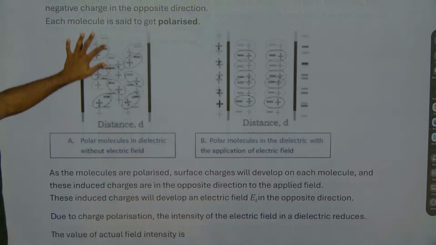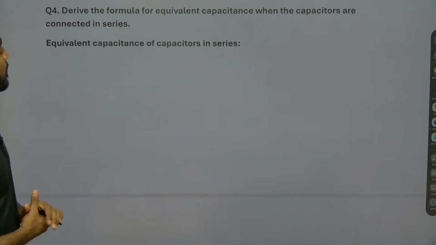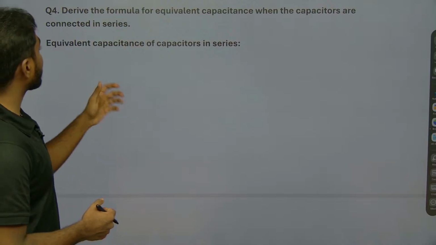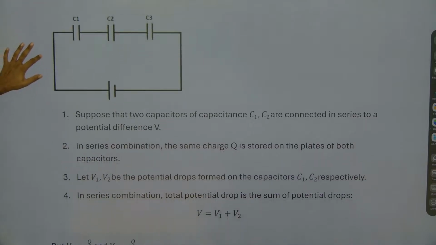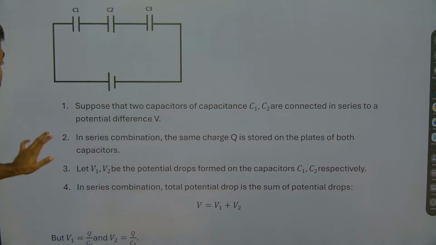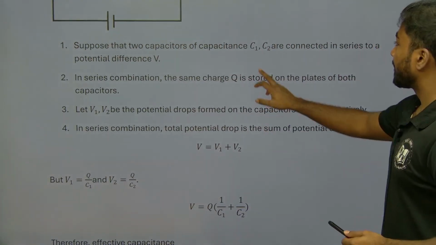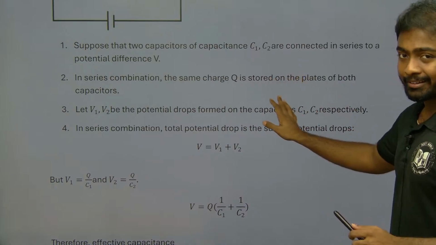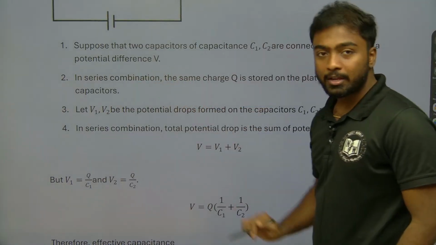Okay, so the next question is, derive the formula for equivalent capacitance when capacitors are connected in series. When we talk about capacitors connected in series, this is how we connect them. First point, suppose two capacitors of capacitance C1 and C2 are connected in series to a potential difference V.